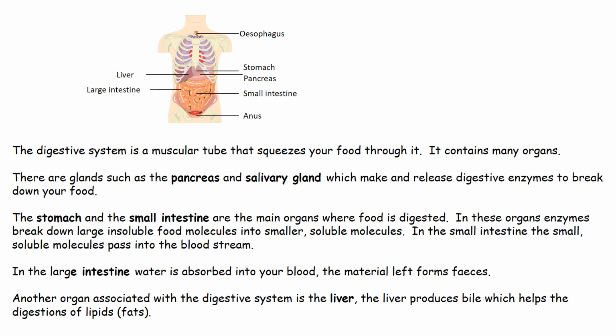Another organ associated with the digestive system is the liver. The liver produces bile, which helps the digestion of lipids or fats, which we'll cover in a later lesson. Now, as an important note, there is a common misconception that stomach acid has an important role to play in digestion. Stomach acid is primarily to kill bacteria that may be on our food. Okay, it does not play a part in breaking down the food.